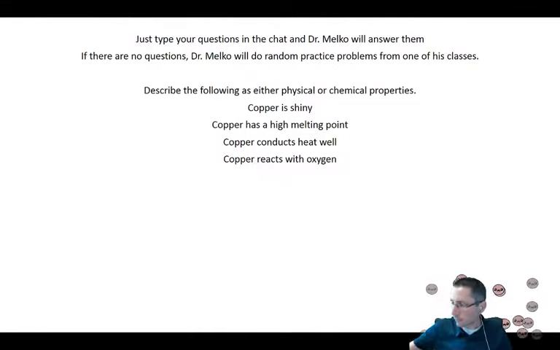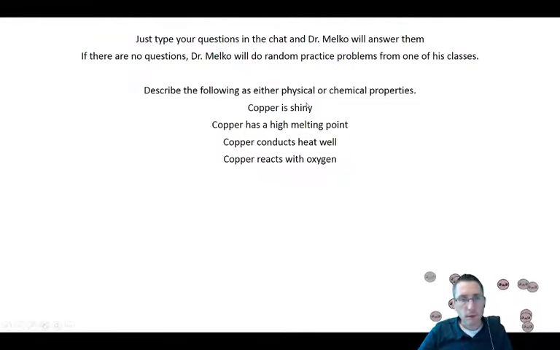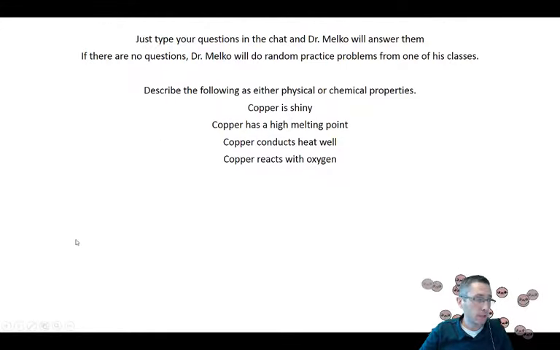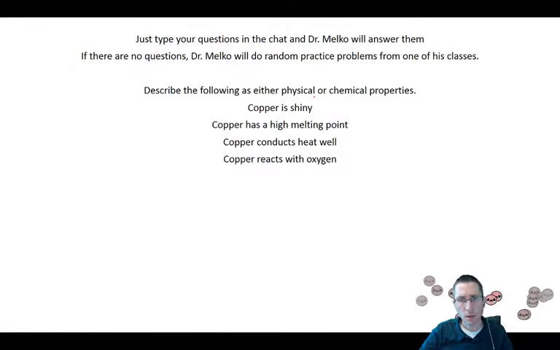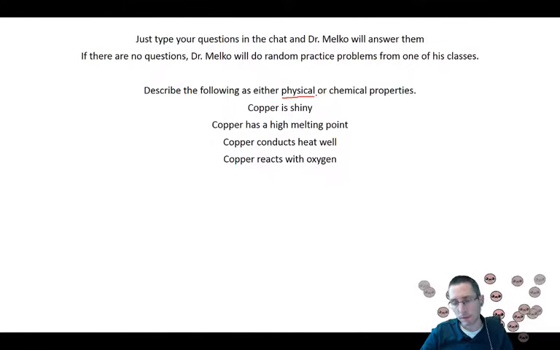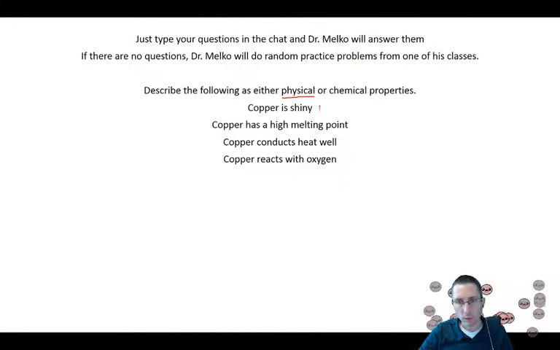Okay, here's a couple other chapter 3 type problems. Physical or chemical properties we talked about in the latter stages of chapter 3. Physical is something about the appearance, right? The color of your eyes, something like that. The shininess of a metal. So this first one is clearly physical. Copper is shiny.